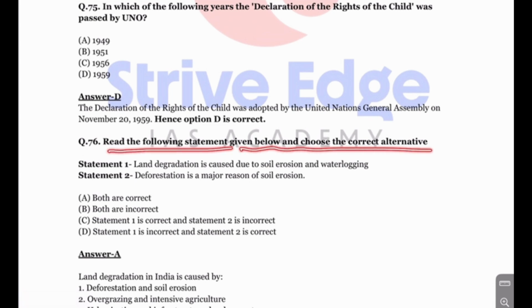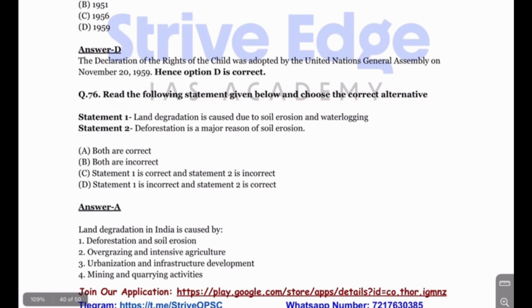Statement 1 talks about land degradation being caused due to soil erosion and water logging. Which is correct, because land degradation is caused due to soil erosion. Yes, when the topmost soil is eroded, then the most nutrient component of the soil is eroded, and water logging condition also creates the problem of salinization. So the statement is right.